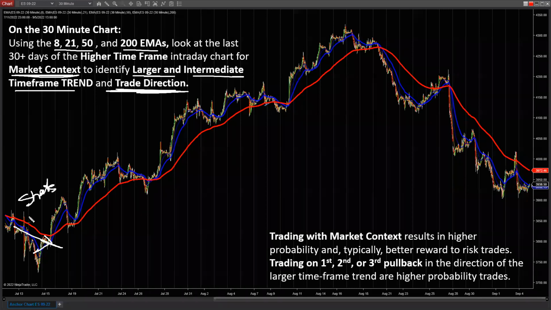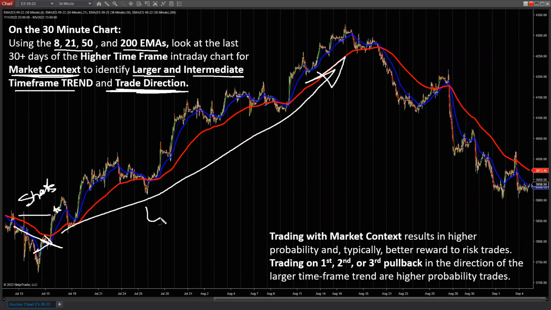Okay, and then once the market took out and made new highs here, and all through here, really your primary focus should be on longs. Now it doesn't mean you can't trade short, like right in here, possibly. You notice how the market's moving sideways.